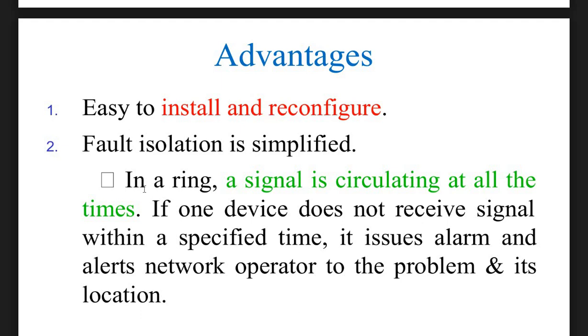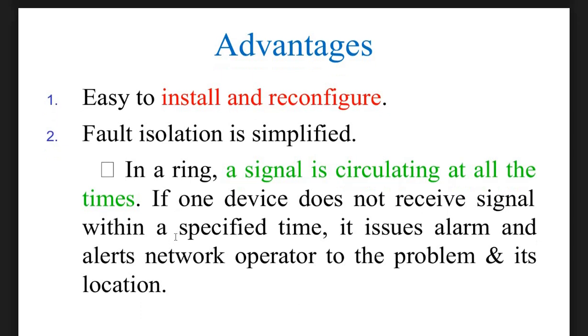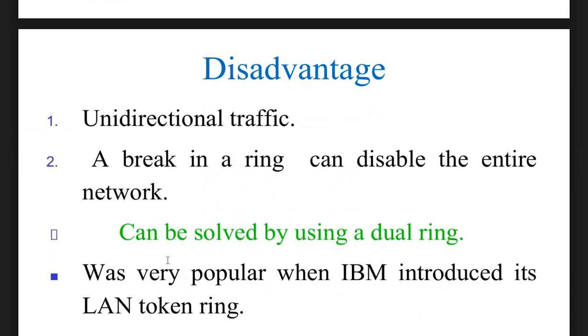Advantage in ring: installation is easy, reconfiguration is easy, fault isolation is also simplified. So the disadvantages you had in the previous one, that is in a bus topology, can be overcome using this one. In a ring a signal is circulating at all times. The signal will keep on moving. If one device does not receive the signal within a specified time, it issues an alarm, and the alarm alerts the network operator to the problem, its location is found, and the fault is identified.